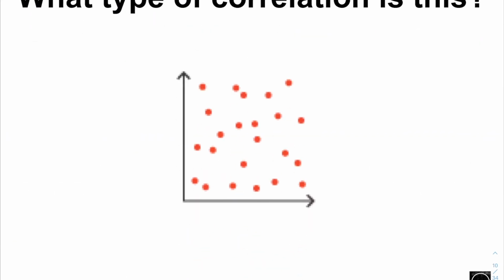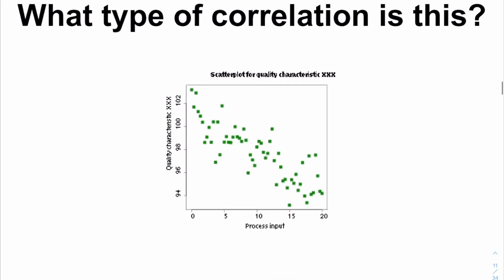What about this one? Can you put a line going up? Could you go straight? Could you go down? None of them really match the data, so this one would be called no correlation. What about here? It's going downwards, so negative correlation.